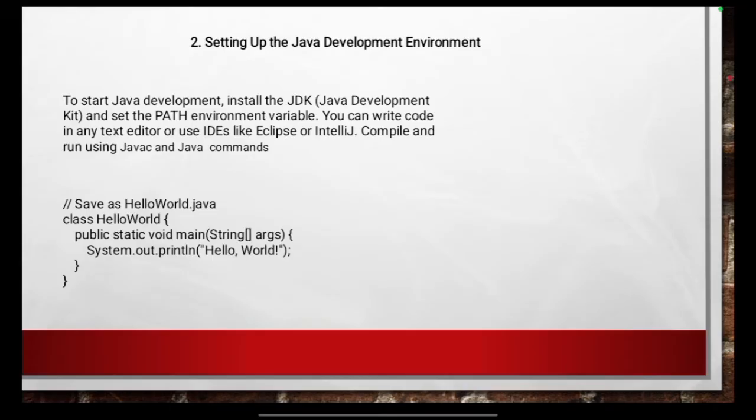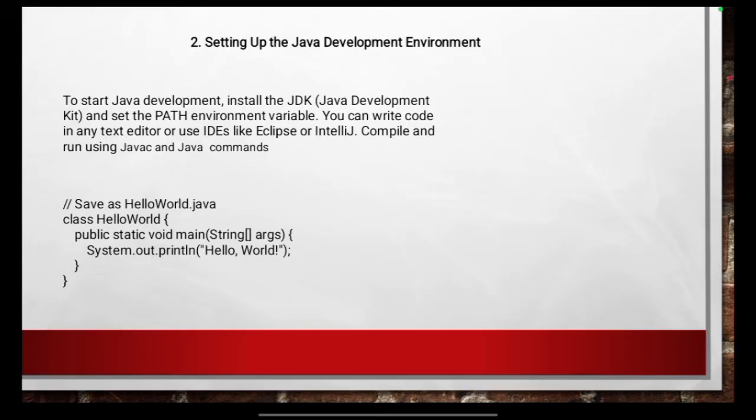You write your code and save it with the same name as your public class. Example, HelloWorld.java. Next, open your terminal or command prompt, navigate to the directory where your file is saved and run the following commands. javac HelloWorld.java to compile the code, this generates a HelloWorld.class file. java HelloWorld to run the compiled bytecode using the JVM. When executed, you will see the output Hello World printed on your screen.